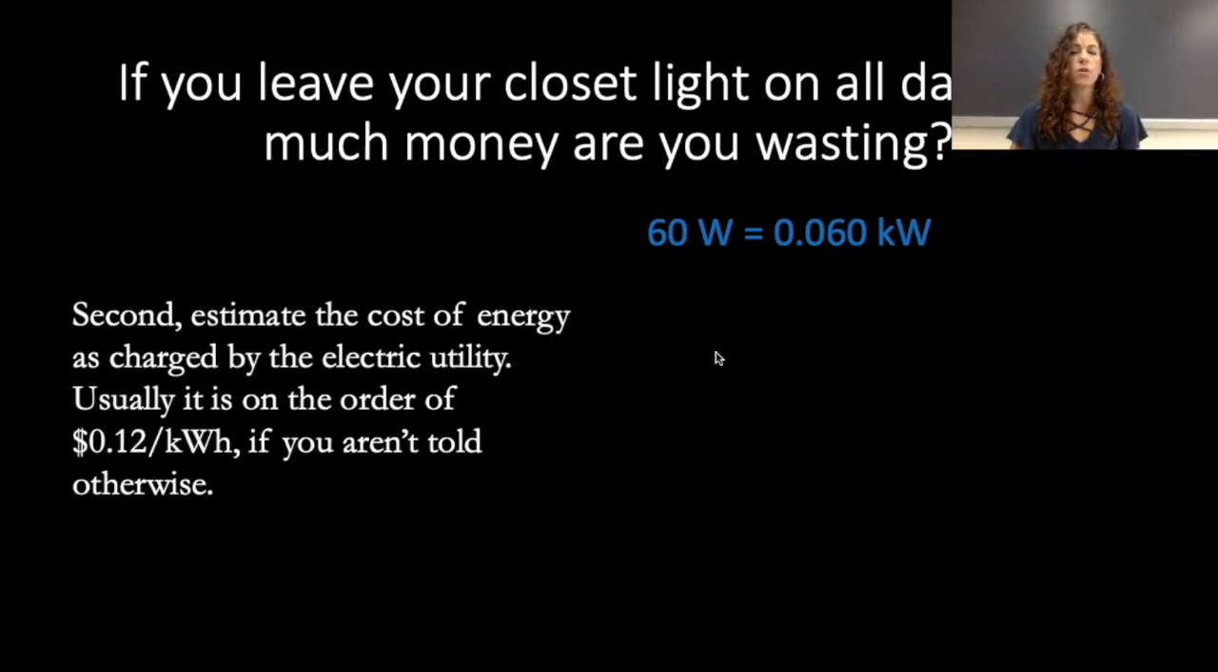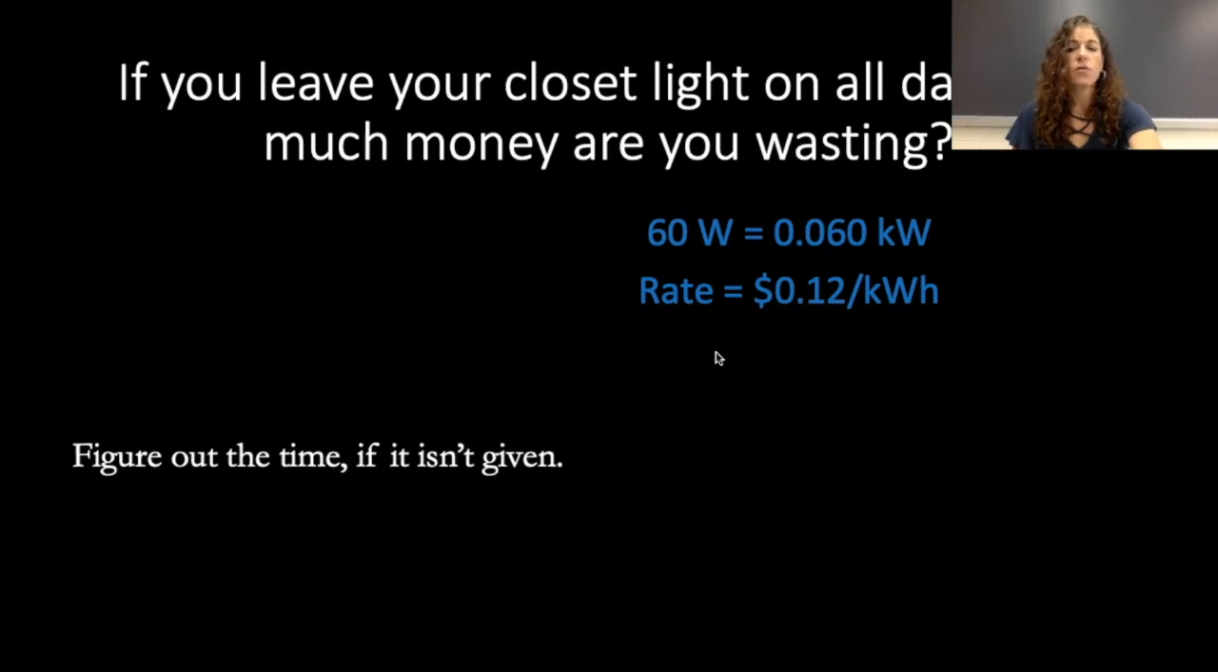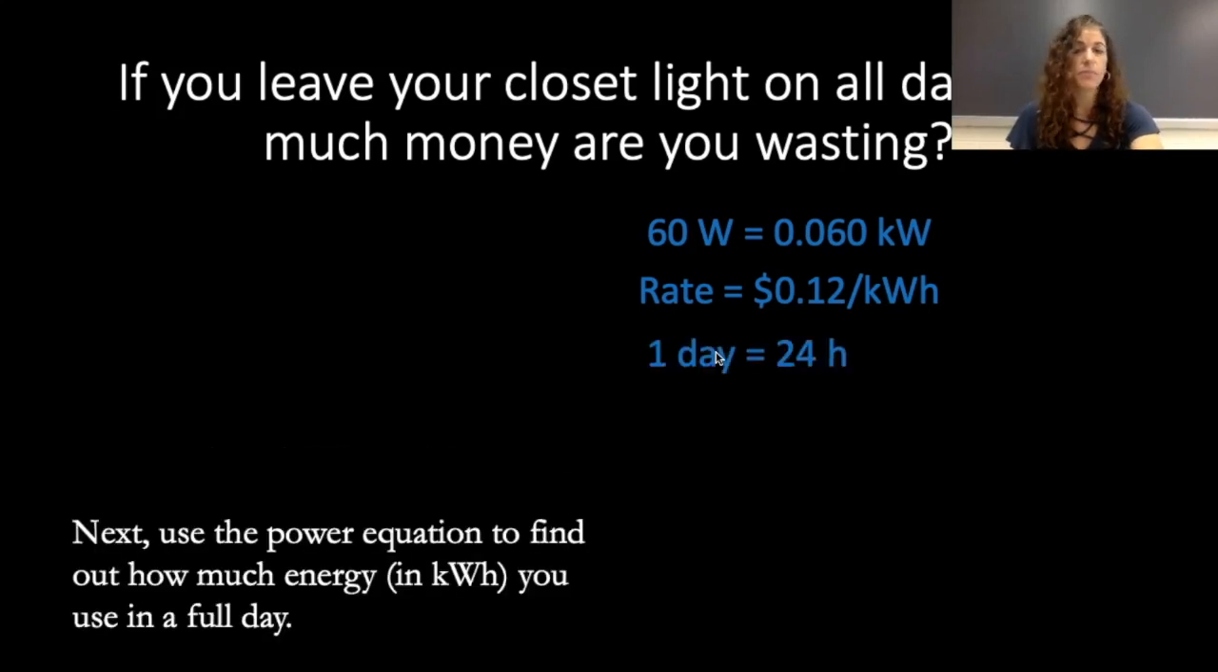Then you have to estimate the cost of the energy as charged by the utility company. So generally it's about 12 cents per kilowatt hour. You can look on the bill or that's given to you. So let's assume it's 12 cents per kilowatt hour. Figure out the time. So in one day, there's 24 hours.